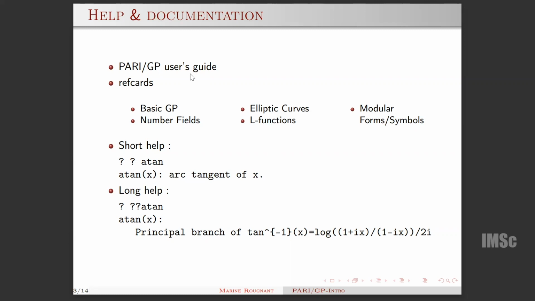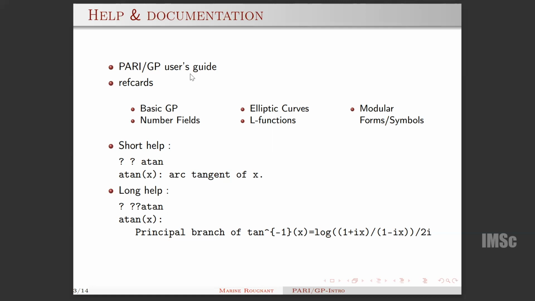If you want to go faster, you can use ref cards, which are PDFs with all the functions and all the arguments that you can put inside. But you have no explanation on it. It's just to have it in mind. You have ref cards on 5 main topics: the basics, number fields, elliptic curves, and modular forms.